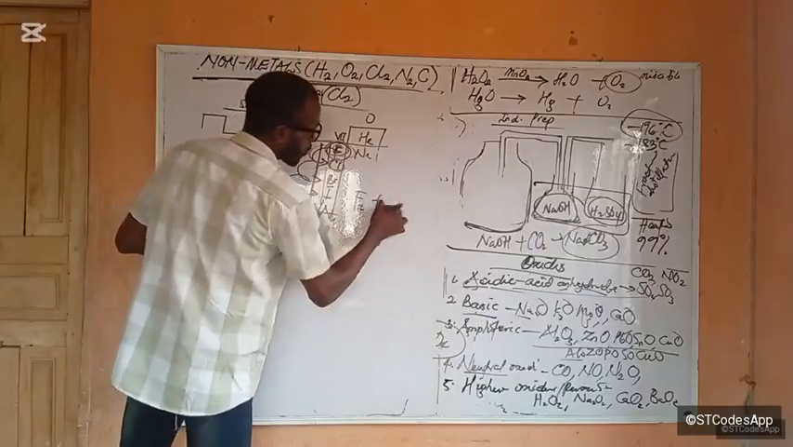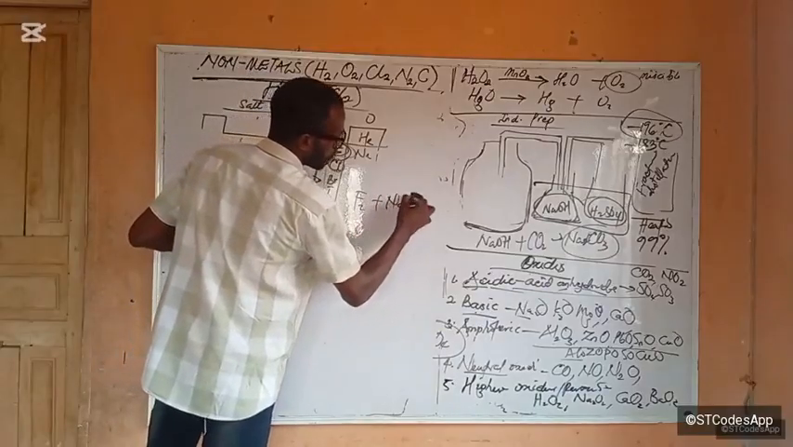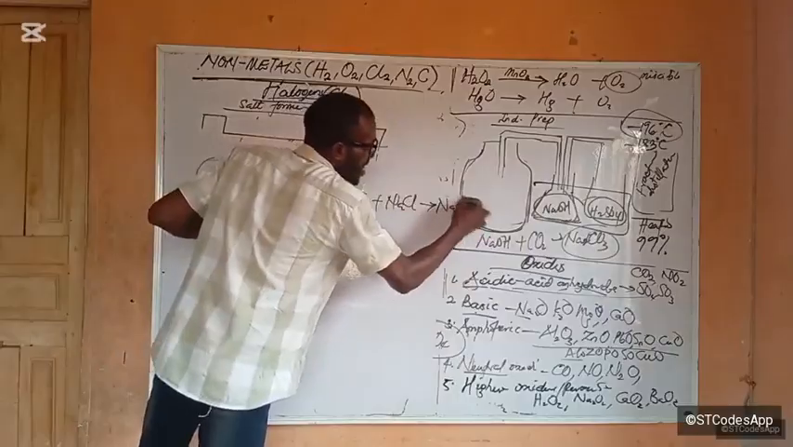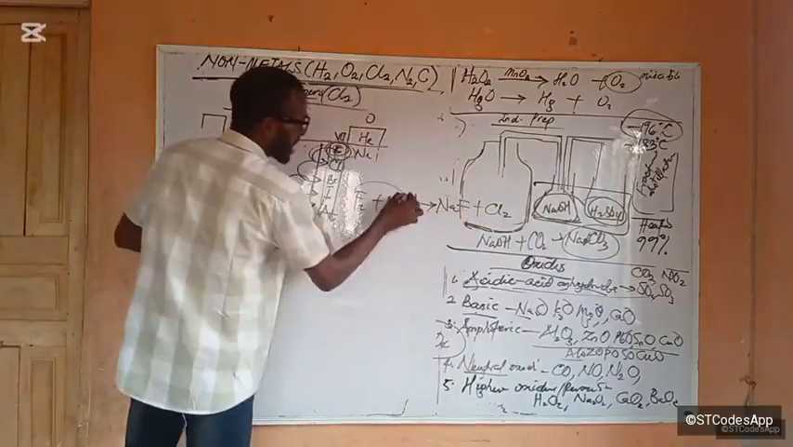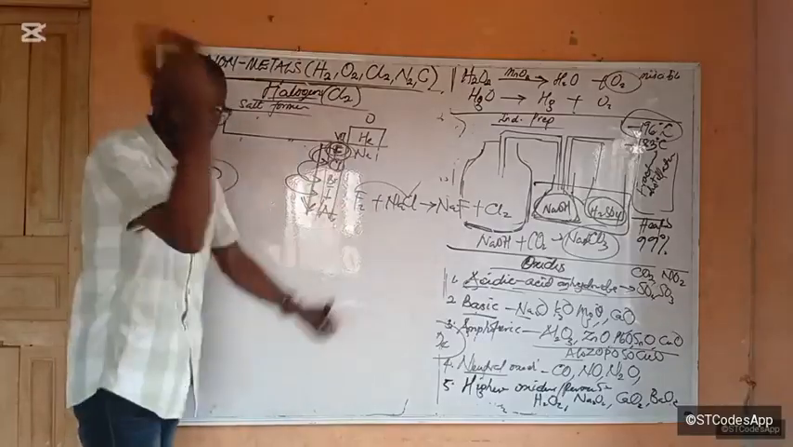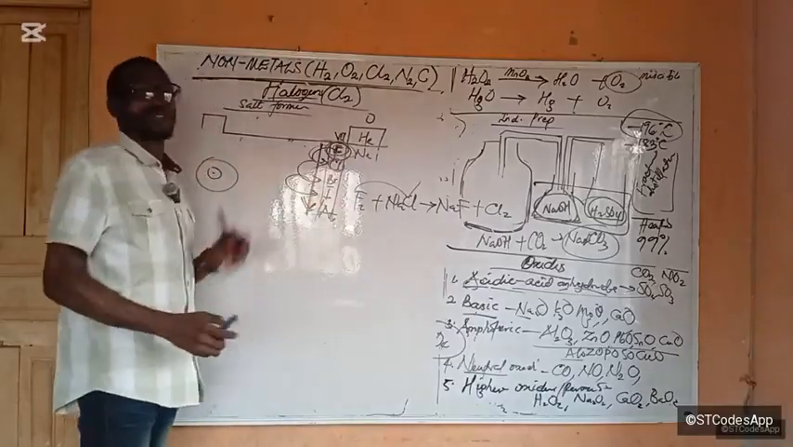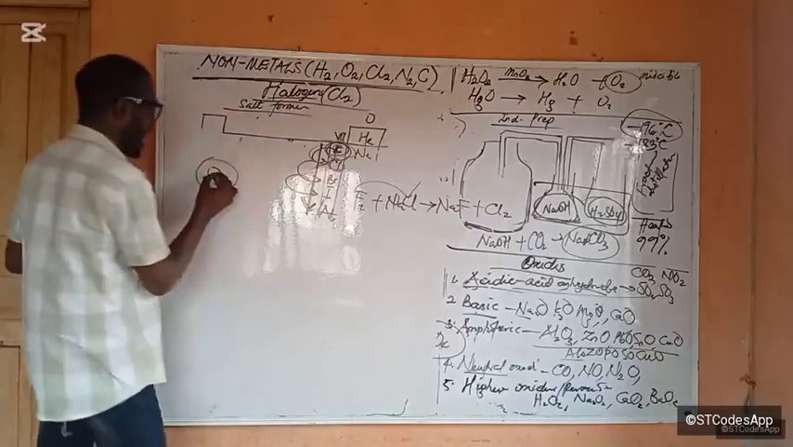For example, F2 plus NaCl, for example, will form NaF plus Cl2. Do you see the way this guy displaces this guy? When he got here, he just like, get out of this place, I've come, because it's the boss. Do you understand? Why are they more reactive?